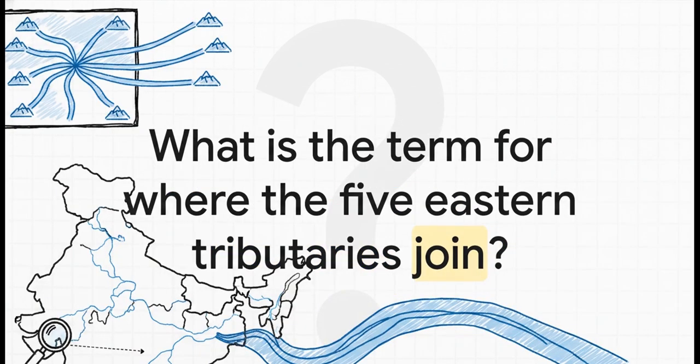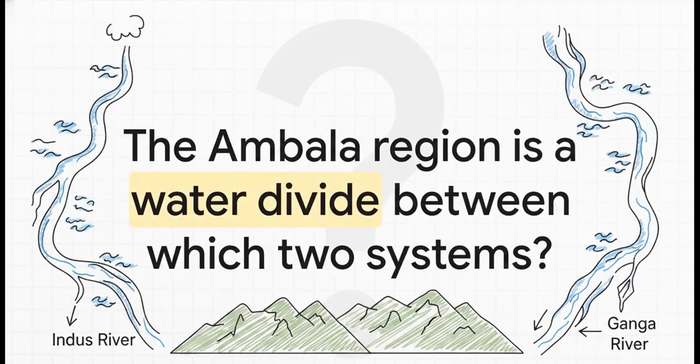Time for a vocabulary test. What's that special name for the place where the 5 rivers of the Punjab come together? That term is Panjnad. And remember, it's a place, not a river itself. Here's a bit of a trickier one. There's a subtle highland area near Ambala. What 2 massive river systems does it separate? That would be the Indus and the Ganga river systems.